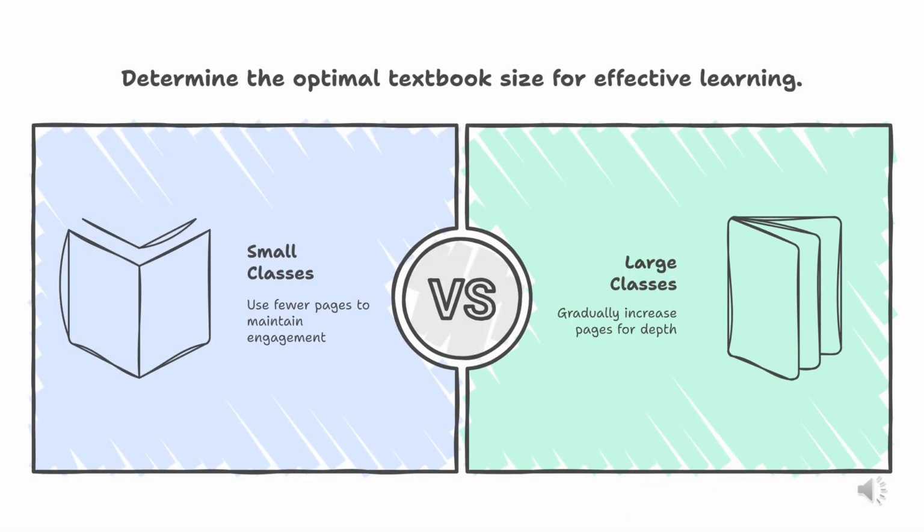Number 11. Size. The size of the lessons in the textbook should not be too small or big. In this way, the size of the entire book should neither be too small nor too big. The number of pages should be less in small classes, but this number should increase gradually in large classes.